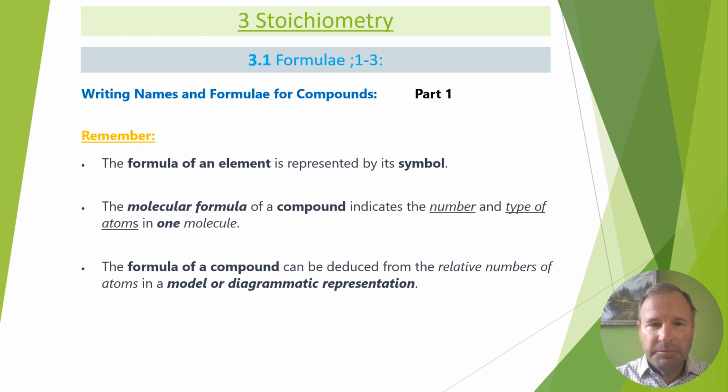Next, diagram representation coming up. But before we do that, remember the formula of an element is represented by its chemical symbol. The molecular formula of a compound indicates the number and type of atoms in one molecule. And the last bit that we've been looking at: the formula of a compound can be deduced from the relative numbers of atoms in a model or diagram representation, as seen in the models of water and methane.